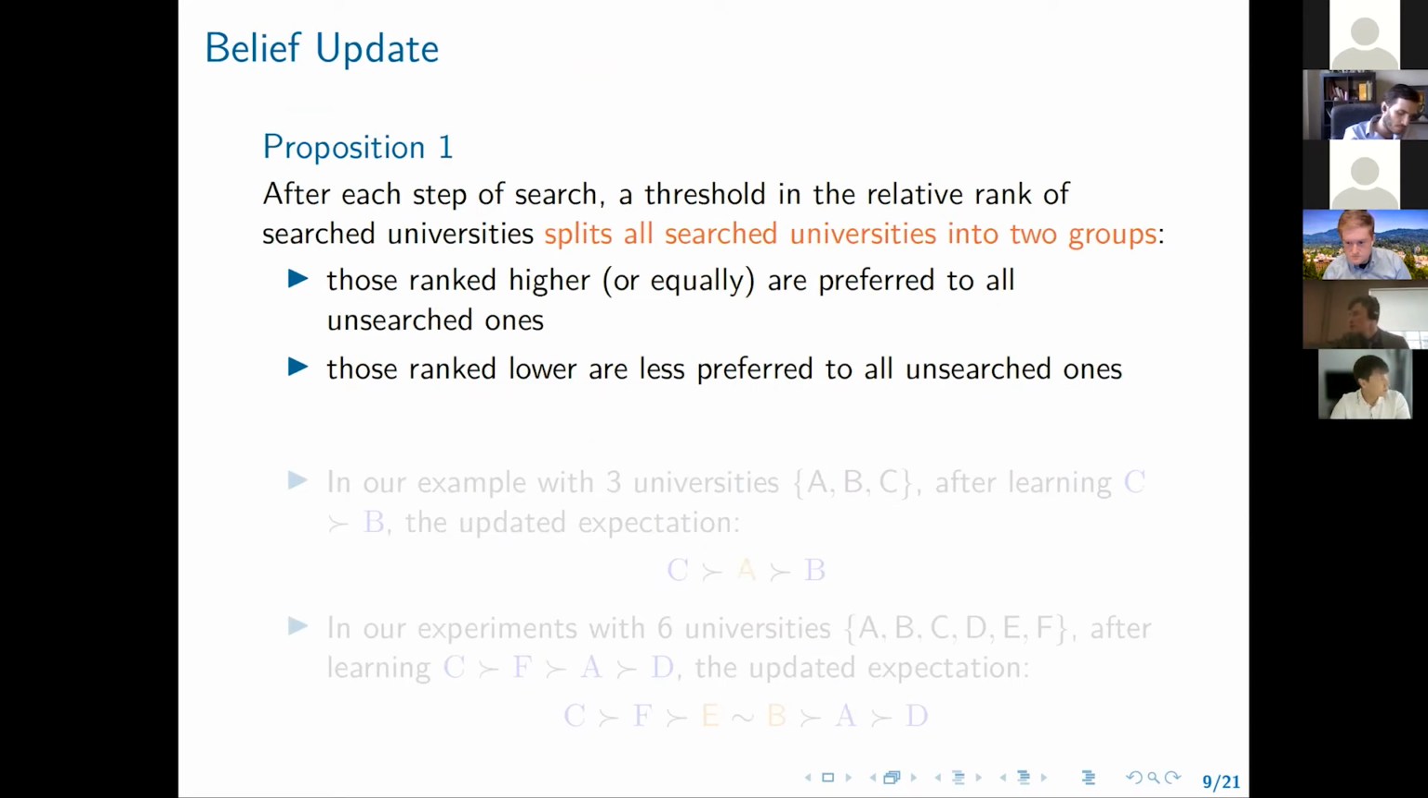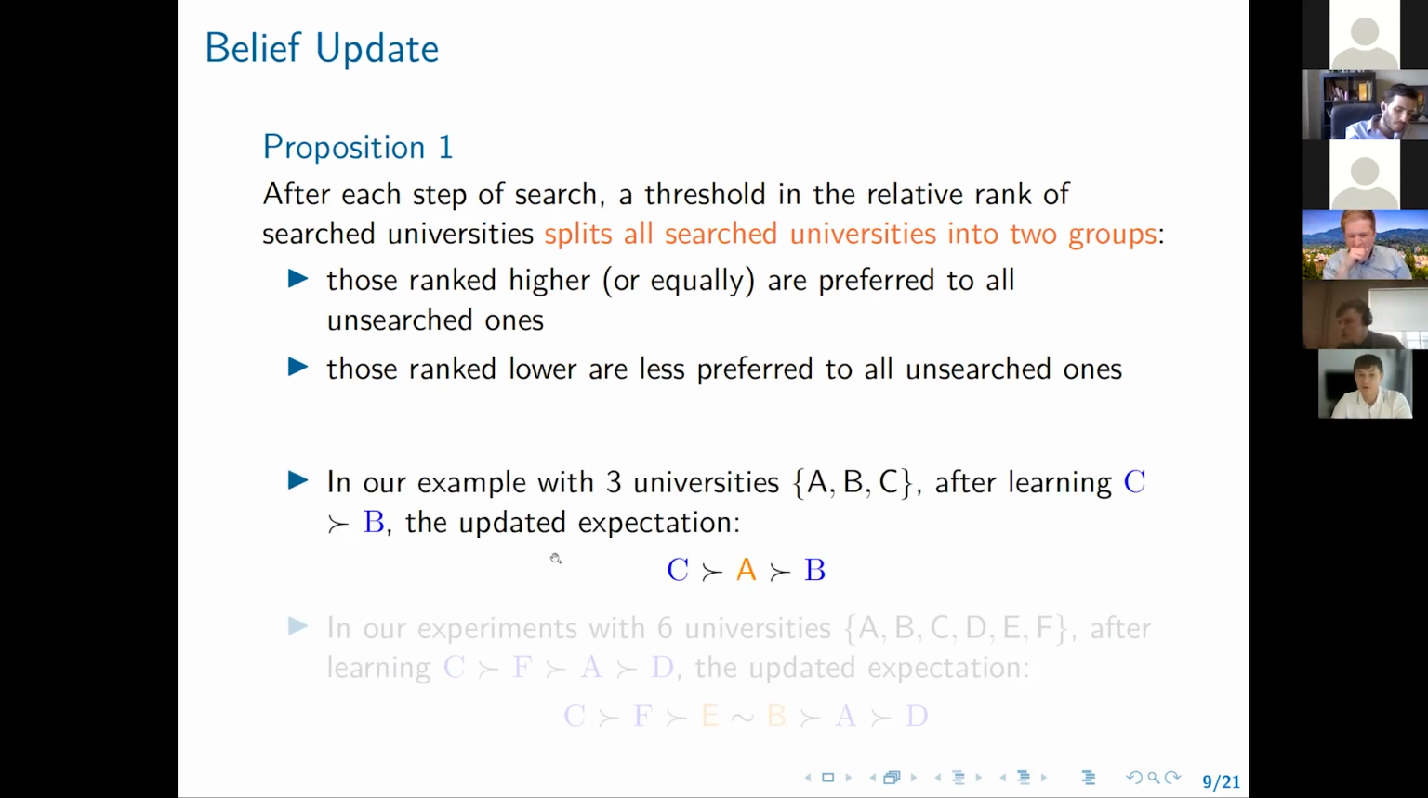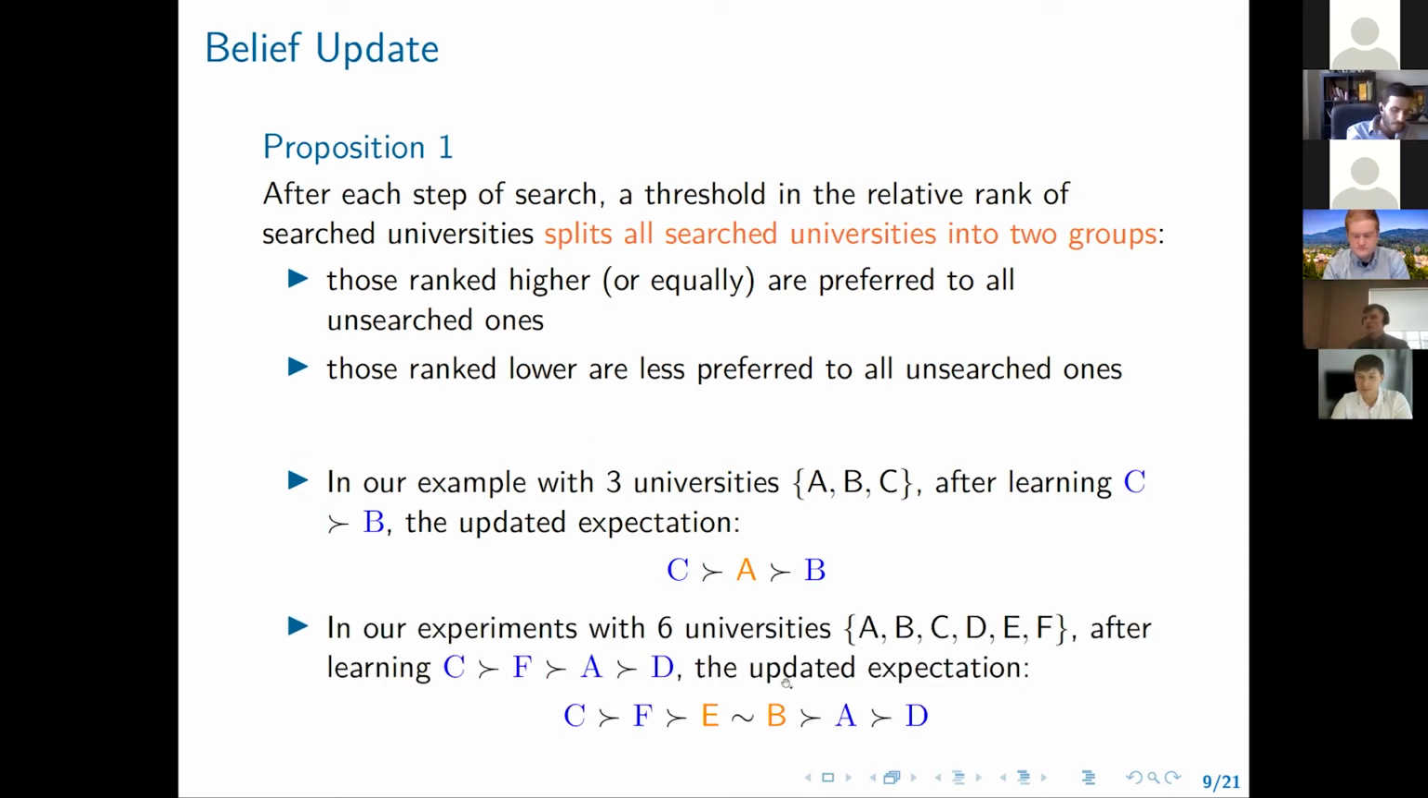So the first proposition, and it's important to note, is that at every step of the search, there is a threshold for the searched colleges such that it splits searched universities into groups: some universities which are better than unsearched ones, and other universities which are worse than unsearched ones. So in a sense, unsearched universities are always somehow in the middle of the rankings. For instance, when we learned that C is better than B, A was in the middle. In the experiment, we will have 6 universities, and let's say E and B are the ones where there was no search. They're going to be exactly in the middle between the searched ones.